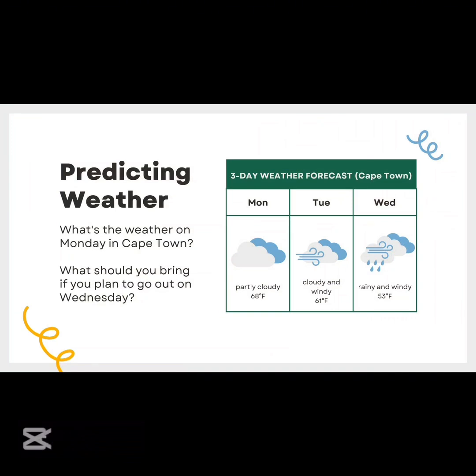So taking a look at the image, there's a 3-day weather forecast for Cape Town. So you ask yourself questions like what the weather on Monday is going to be looking like in Cape Town, partly cloudy, or what you should bring if you plan to go out on Wednesday. And as you can see, Wednesday's forecast shows rainy and windy.